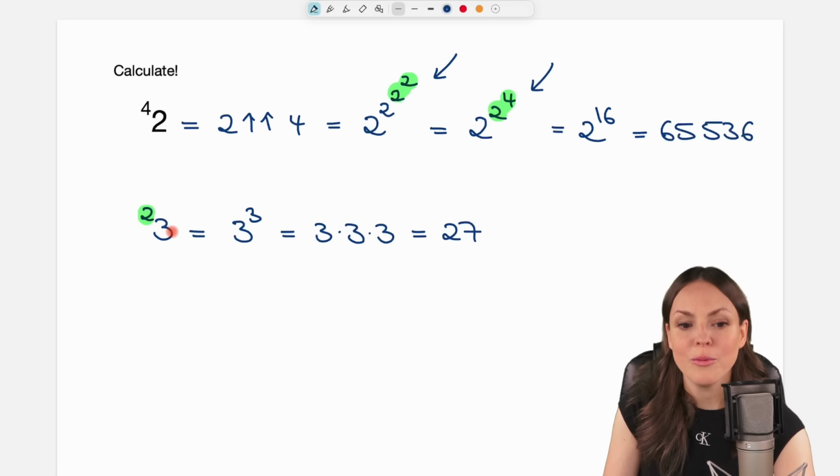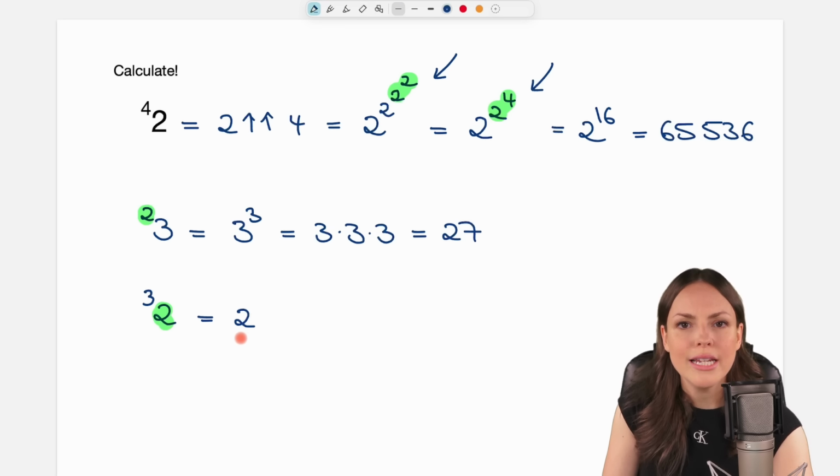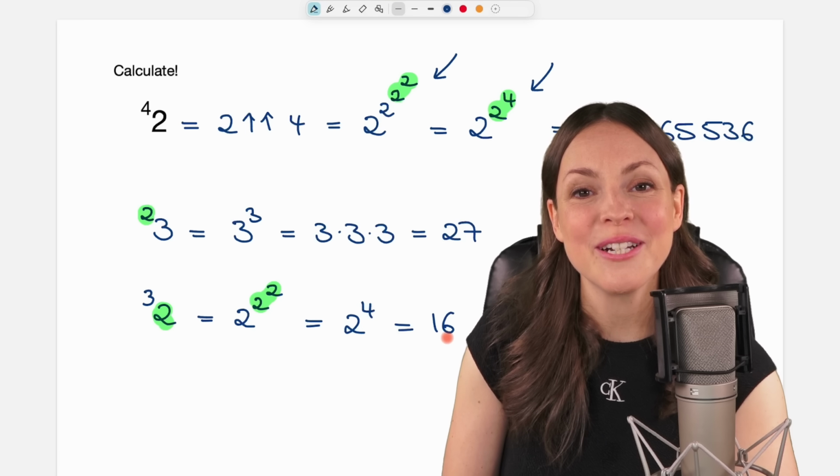And the last example, if we switch these two numbers, so if we have 2 tetrated to 3, then this means we take the base, the 2, and raise it to the power of itself, raise to the power of 2, raise to the power of 2, until we see 3 of these 2's. And now we start from the right side. We know that now. So 2 to the power of 2 equals 4. 2 to the power of 4, we already had that. This was 16.